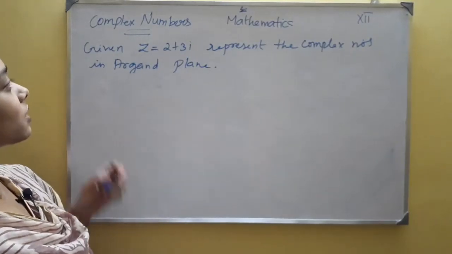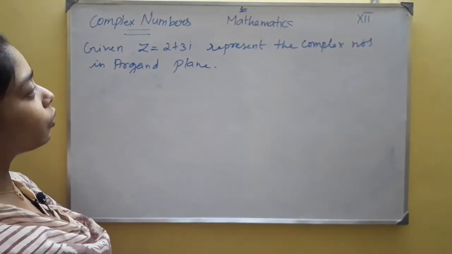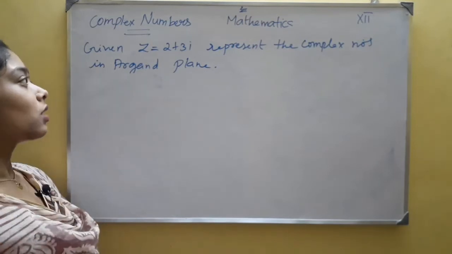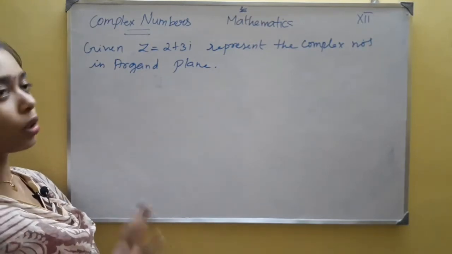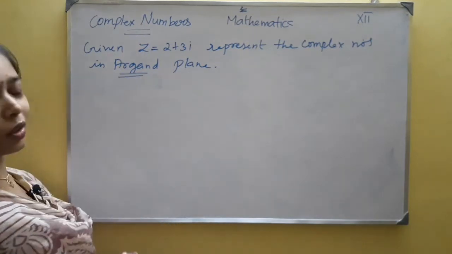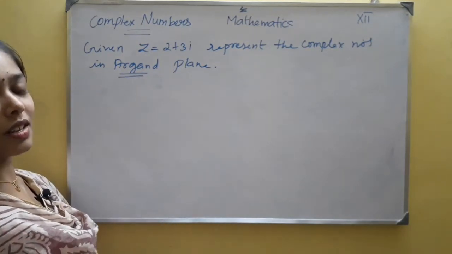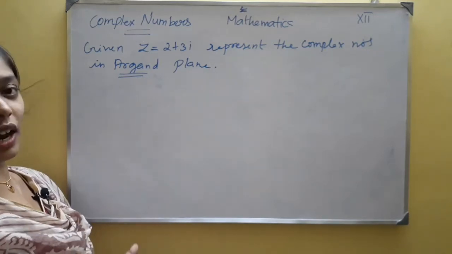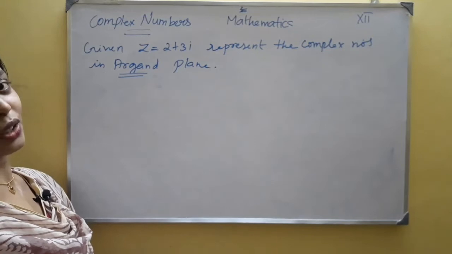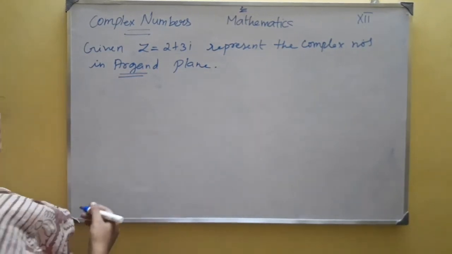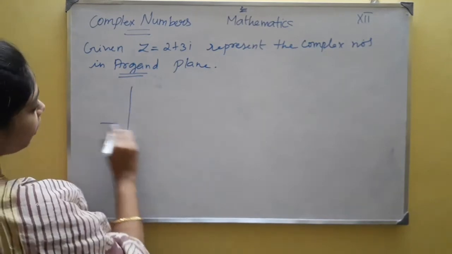So the next problem is, given z equal to 2 plus 3i, represent the complex numbers in Argand plane. So I am going to give some complex numbers you want to represent in Argand plane. Don't think it is a new word for you, it is the same as a Cartesian plane, Euclidean plane. While dealing with real numbers, we do graphs. That graph is called Cartesian or Euclidean plane, having x-axis, y-axis. While plotting complex numbers, that plane is called Argand plane.